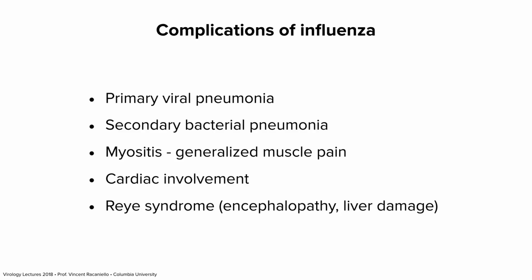There are also complications of influenza. You can get pneumonia, as I've said. You can get bacterial pneumonia, secondary. You start to recover from the viral infection, and then all of a sudden you get a bacterial pneumonia, generalized muscle pain.